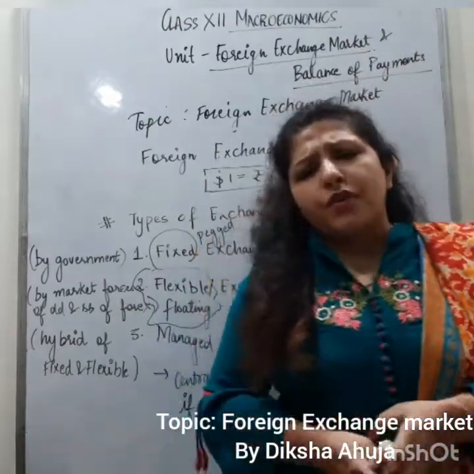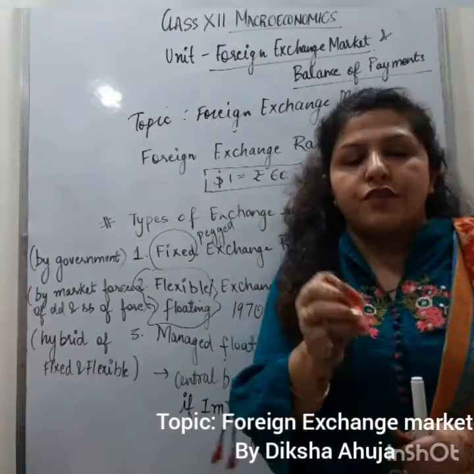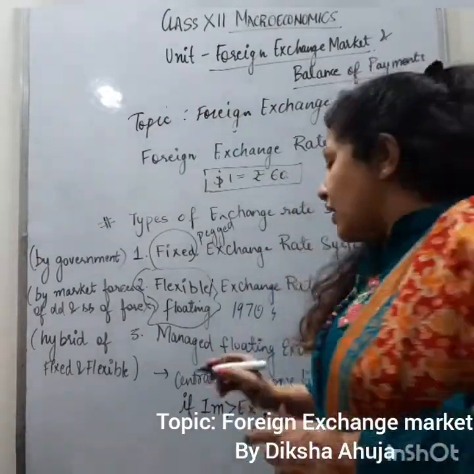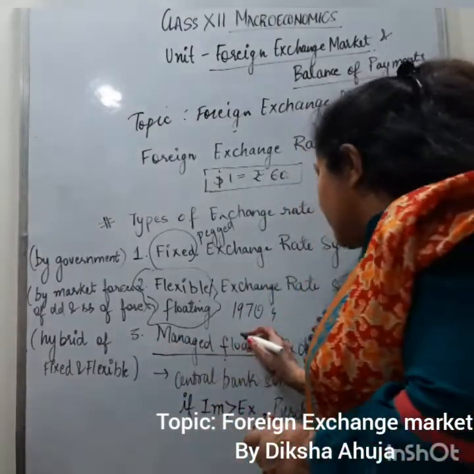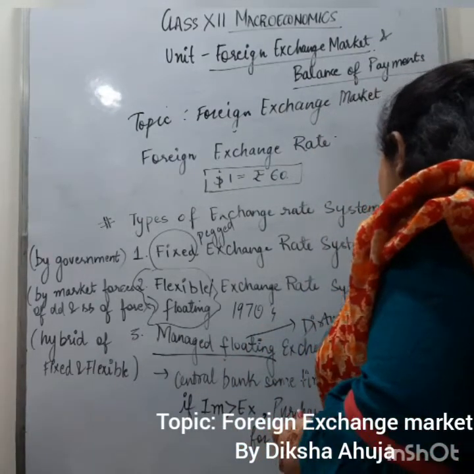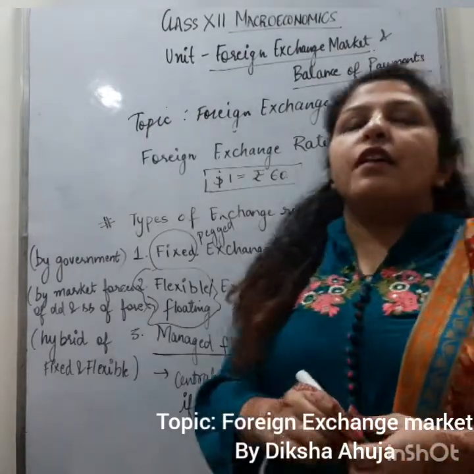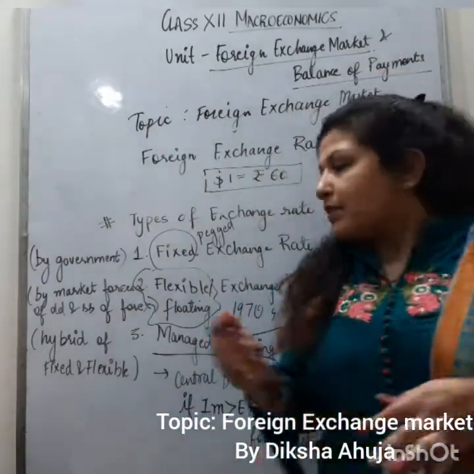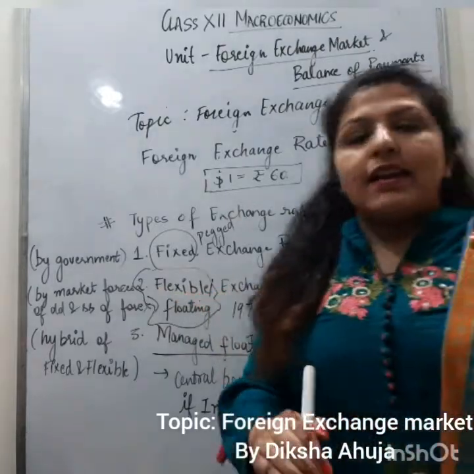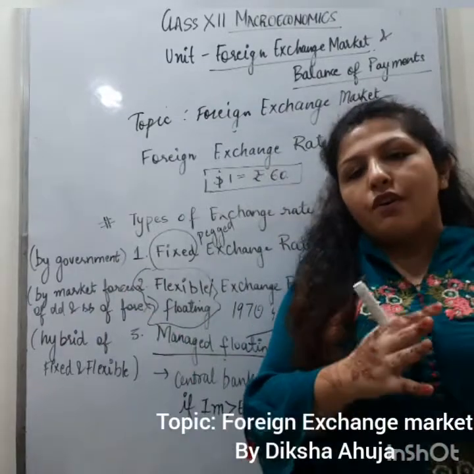But what is going on nowadays? The third type of exchange rate system is the managed floating exchange rate system. Managed floating, also known as dirty floating. Why is this name given and what do we mean by managed floating? Managed floating means we are managing the exchange rate system. Basically, it is a hybrid of both exchange rate systems. It's a combination which is going on nowadays.